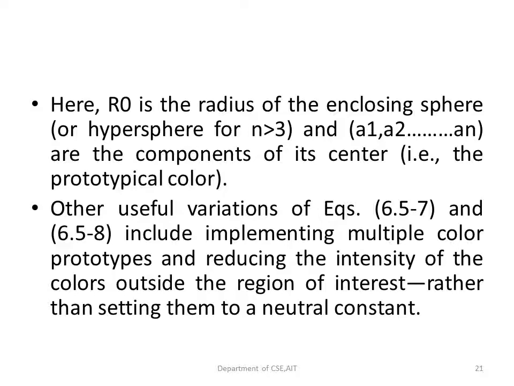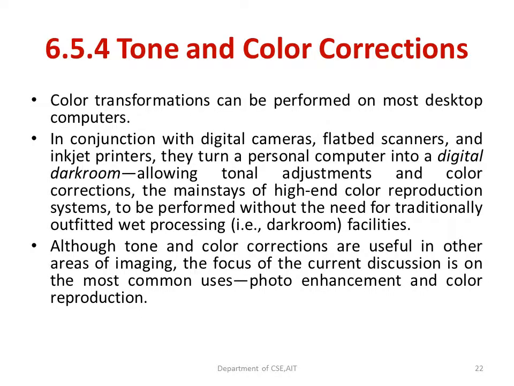Other useful variations of these two equations, that is 6.57 and 6.58, include the implementation of multiple color prototypes and reducing the intensity of the colors outside the region of interest, rather than setting them to a neutral constant. Now we will talk about tone and color corrections.